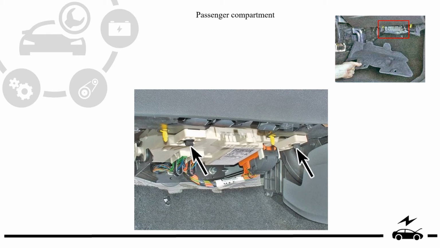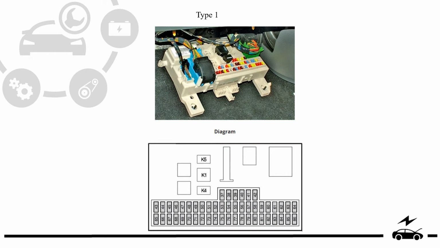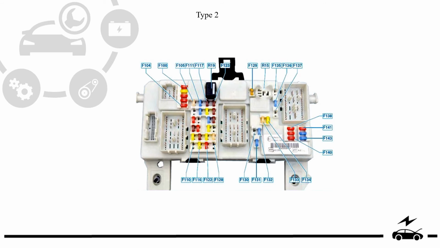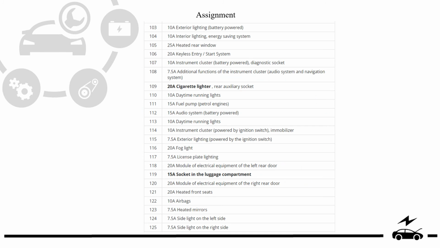Passenger compartment. Fuse box. Location. Diagram. Type 1. Designation. Diagram. Type 2. Assignment.